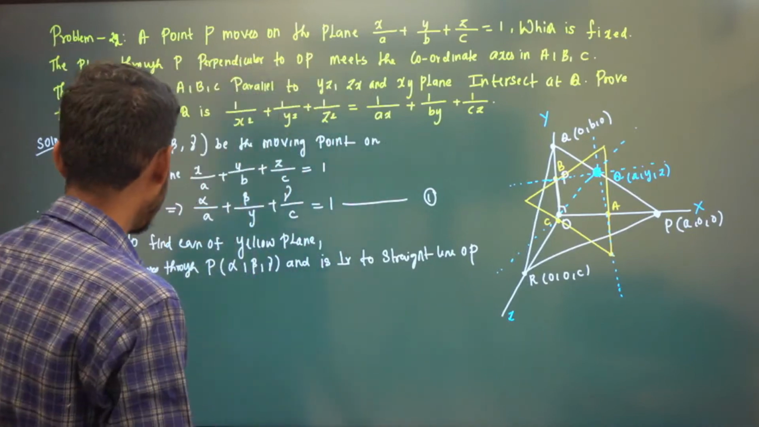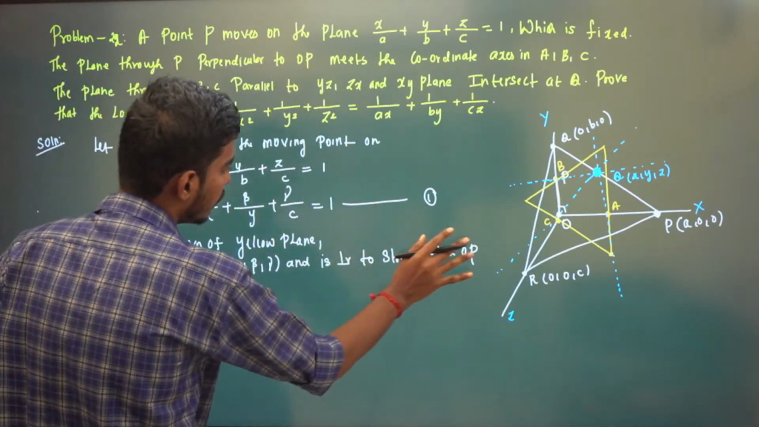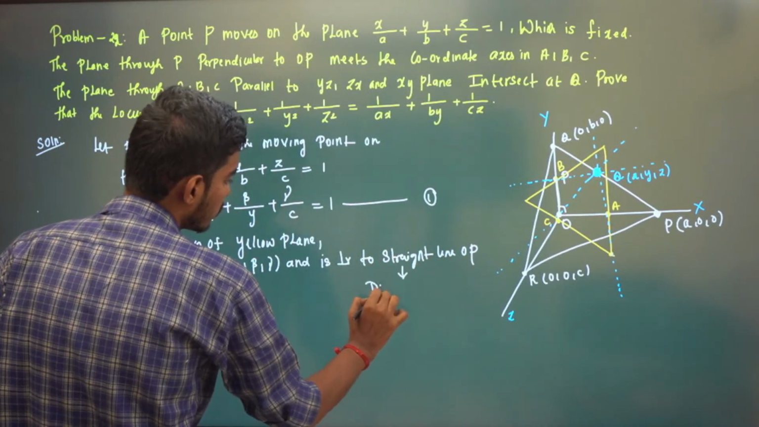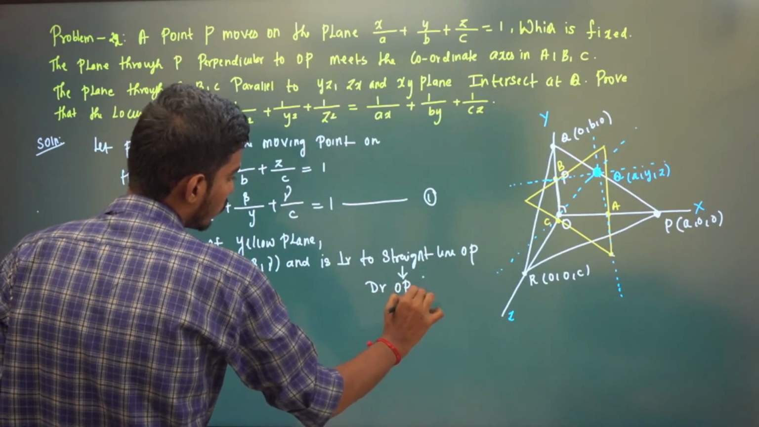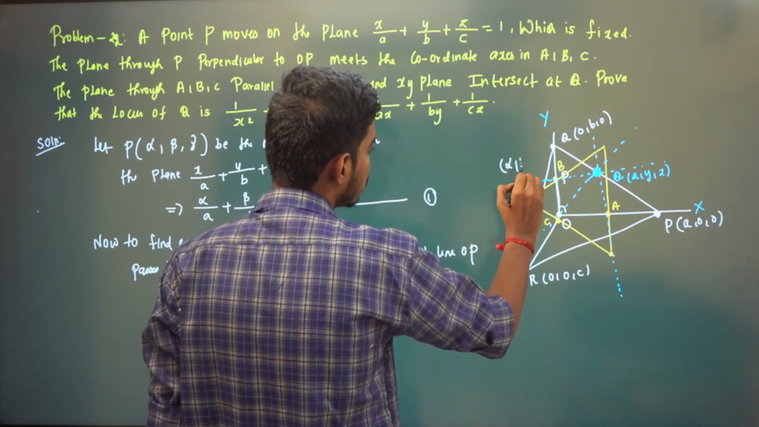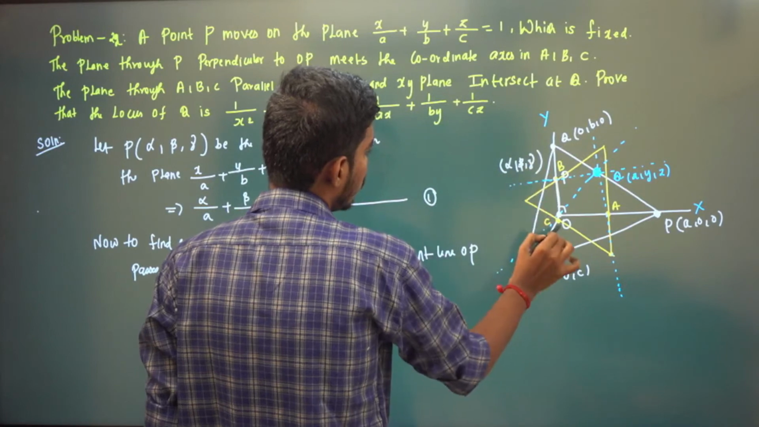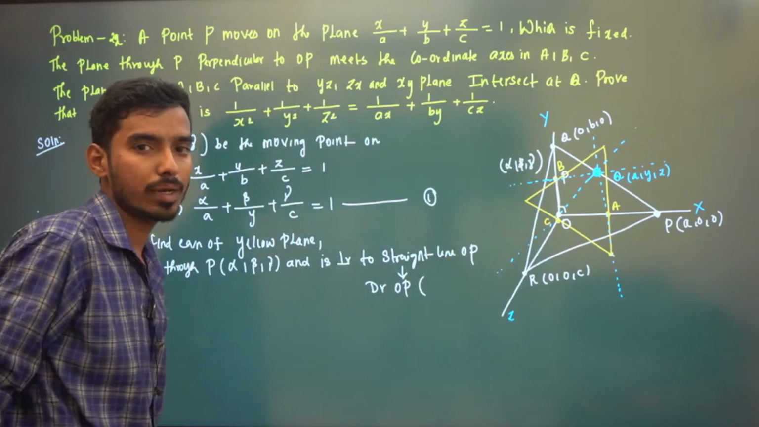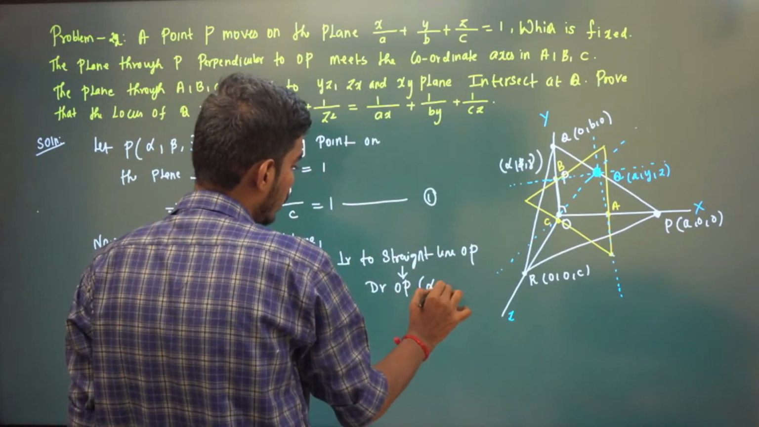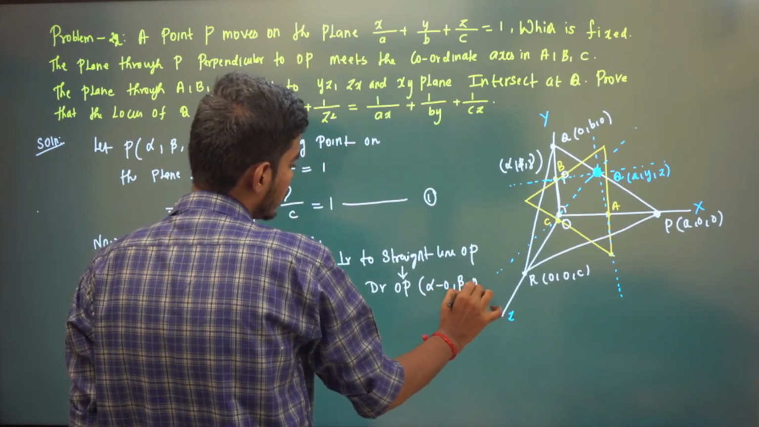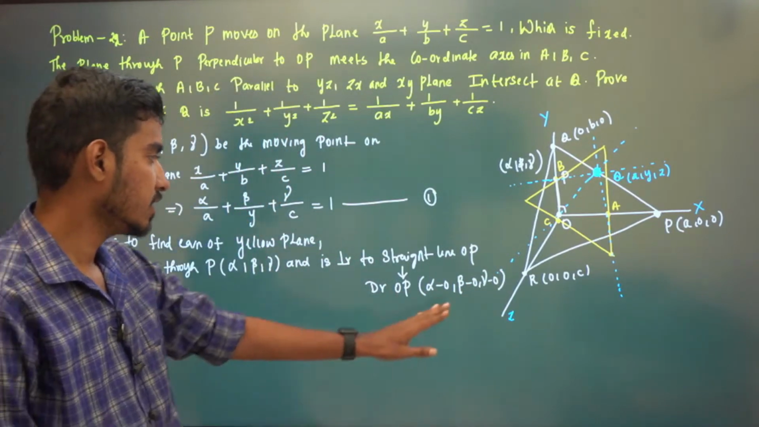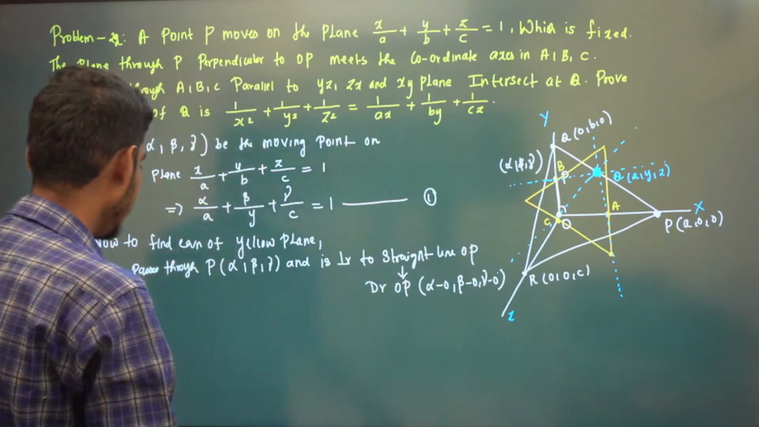So what is the equation of plane passing through a point and perpendicular to a straight line OP? Now what is the direction ratio of OP? So O is origin, P is alpha comma beta comma gamma, right? O is origin. So it is nothing but x2 minus x1, y2 minus y1, z2 minus z1. So alpha minus 0, beta minus 0, gamma minus 0 is the direction ratio of OP.